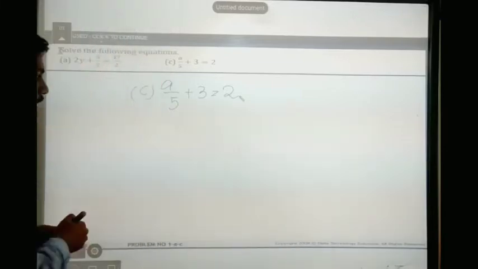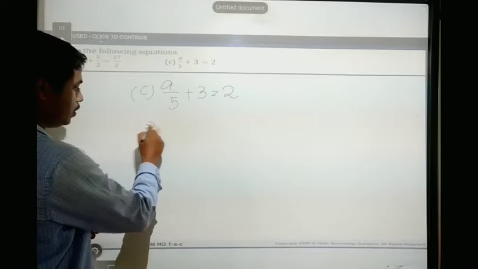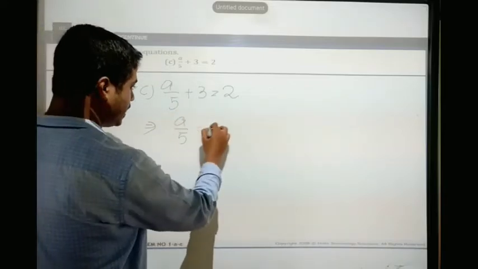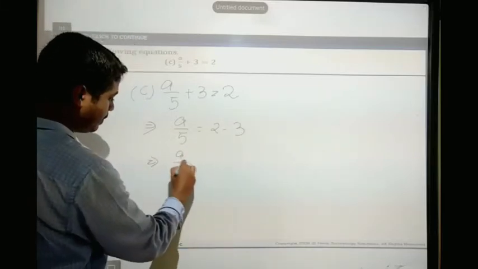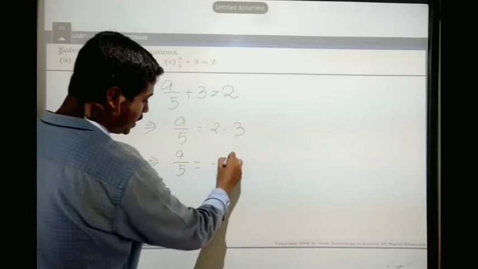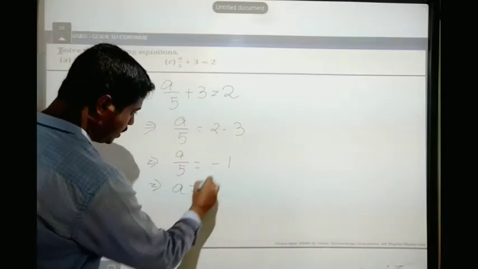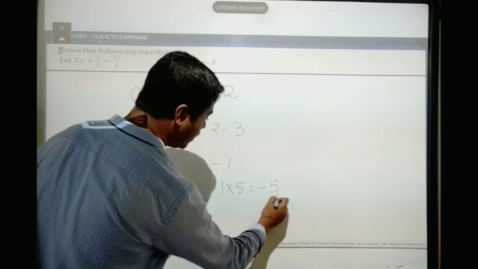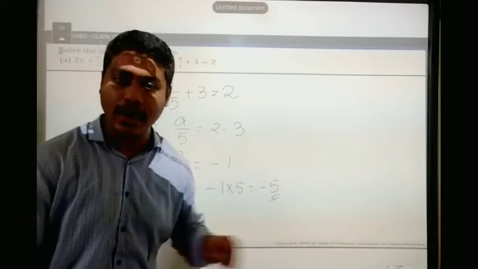Okay, the next question is a by 5 plus 3 is equal to 2. So a by 5, put the variable on the left hand side. So 2 minus 3 will be equal to a by 5. 2 minus 3 will be equal to minus 1. Next, a will be equal to minus 1 into 5. So it will be equal to minus 5. So we have got the answer that a is equal to minus 5.